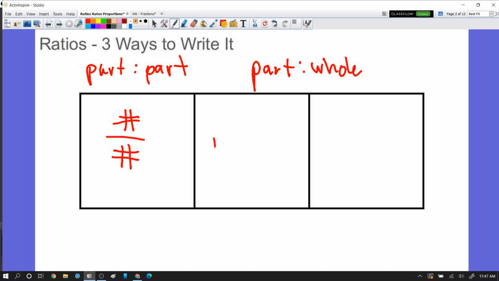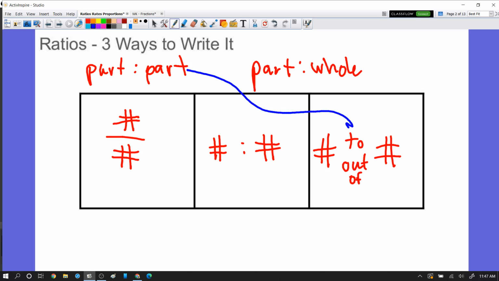That can be written as a number compared to another number side by side, or it can be written as a number to or out of another number. So this represents the part to part, and this represents the part to whole. So if you say number to another number, it's comparing two different parts. If you're saying it's a number out of another number, you're comparing a part to the entire quantity, the entire amount that is there.